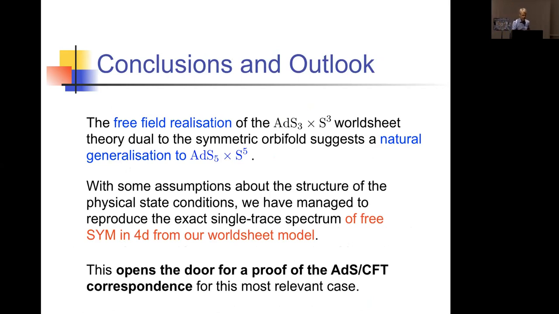So the free field realization of the AdS3 cross S3 worldsheet theory that's dual to the symmetric orbifold suggests a natural generalization to AdS5 cross S5, with some assumptions that we obviously would like to make more firm about the structure of the physical state condition. We've shown that this leads exactly to the right spectrum of N equals 4 super Yang-Mills in 4 dimensions. And therefore, this potentially opens the door for a concrete worldsheet model that will directly reproduce free super Yang-Mills.